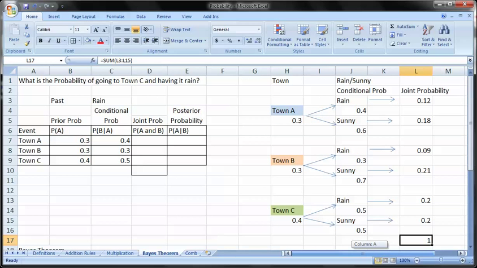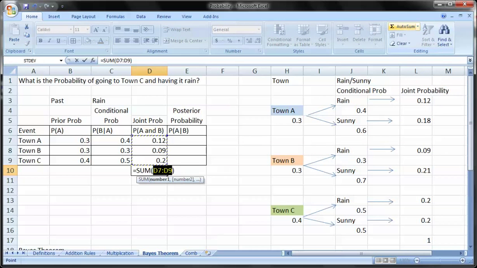Now we can either do the same thing or we can fill it in based on this event. So we are looking at it based on rain. So town A, if it rains, is 0.12. If it rains for town B, 0.09. And then 0.4 times 0.5, 0.2. And then we're going to sum it. And I'm just going to use the AutoSum function up here. It automatically does it. So 0.41.